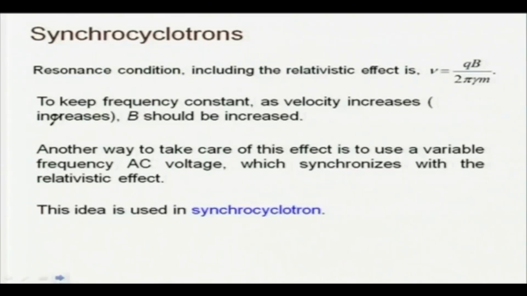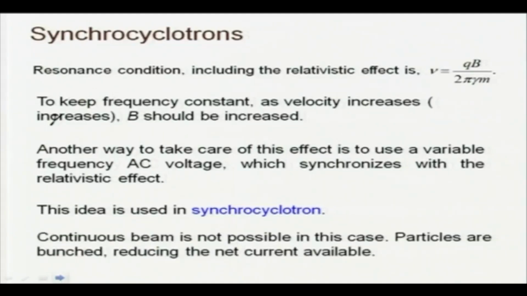Such a way of synchronizing the frequency of the AC voltage with the resonance frequency is used in a slightly modified version of the cyclotron, which is called the synchrocyclotron. So, in the synchrocyclotron you keep B constant, but change the AC frequency. That is what you do.